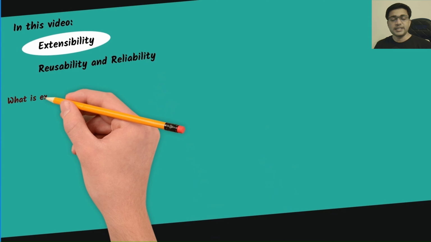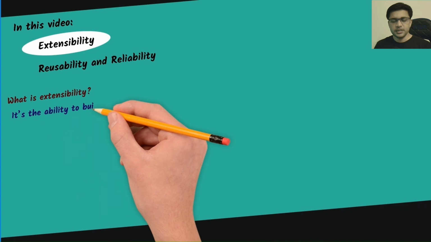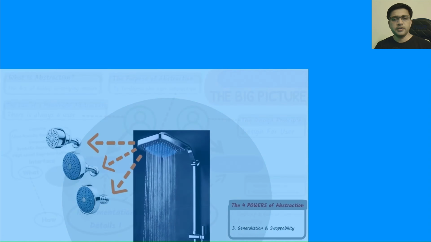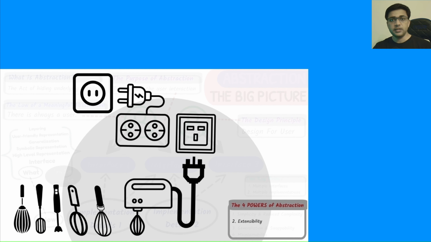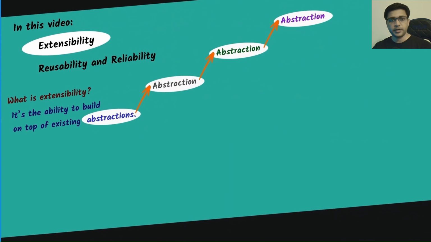So, what exactly is extensibility? To put it simply, it's the ability to build on top of existing abstractions. In the 100 real-life examples of abstraction, we already saw how abstraction gives extensibility in the real world. In this video, we will see how the same idea applies in programming.